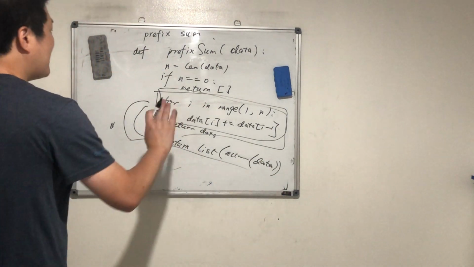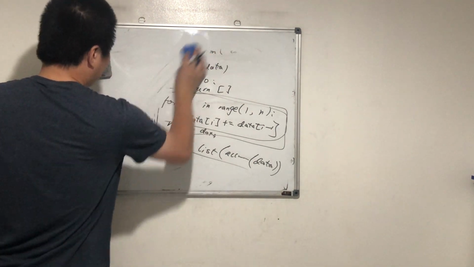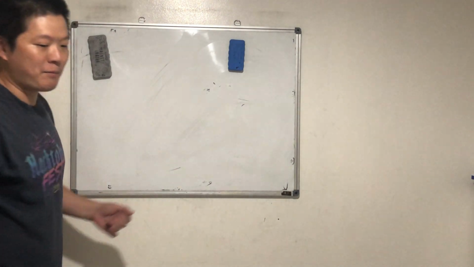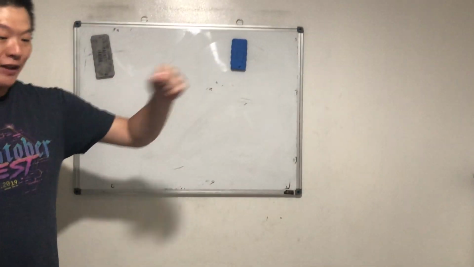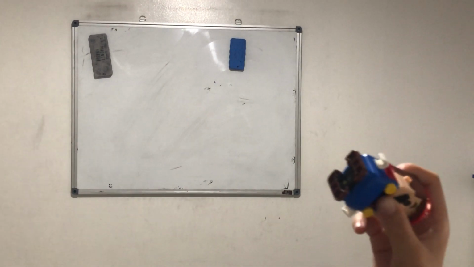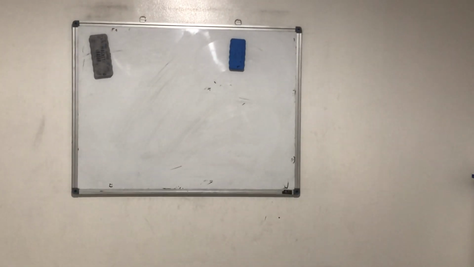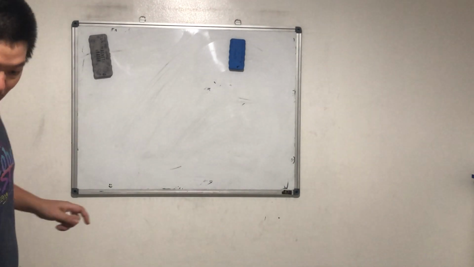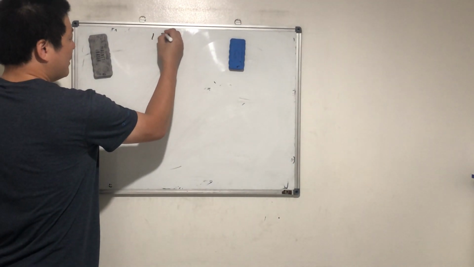Okay, let's review. Let's talk about the subject today, which is the prefix sum for a matrix, which is 2D. Remember, we talked about array. This is 1D. Array is one dimensional, right? Okay, the array is one dimensional, right? 1D array. What's 2D?